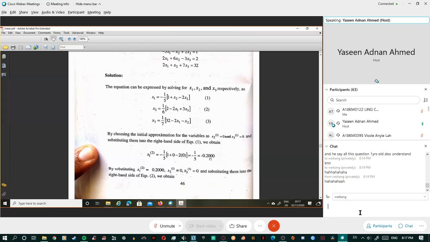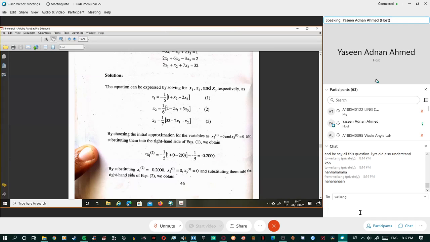You cannot consider the value from the previous iteration that we did for Jacobi iteration, right? In this case, you always need to consider the latest available value. So x1 will be minus 1 over 5, 1 plus 0. In this case, x2 will be 1 over 6, 2 minus 2 multiplied by x1. That x1 will be minus 0.2 plus x3.